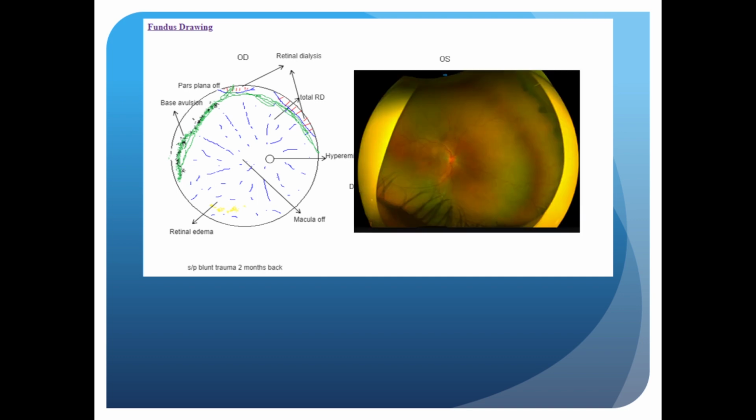So you can see the Optos image here. You can see the avulsion part in this particular picture. This is the vitreous base avulsion area.